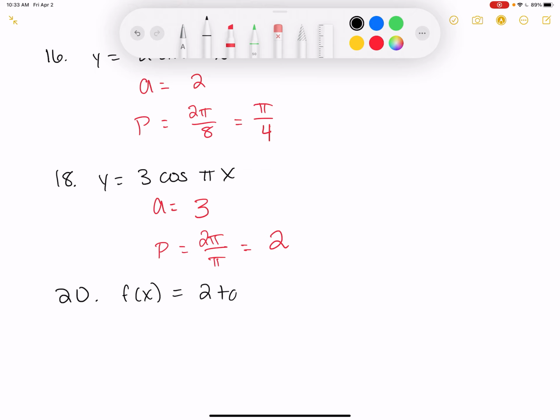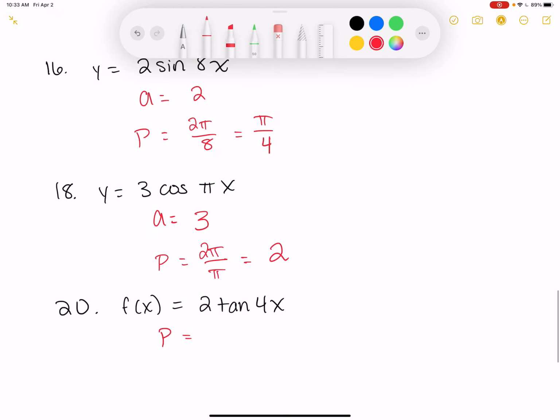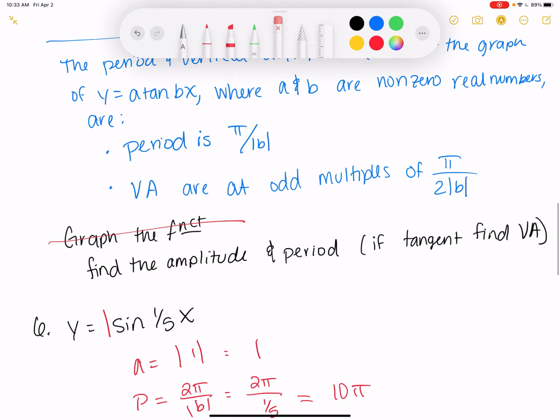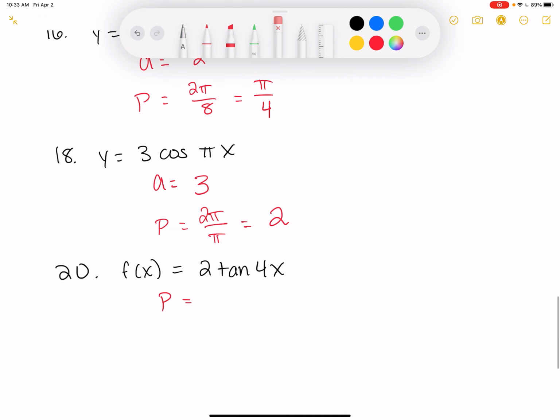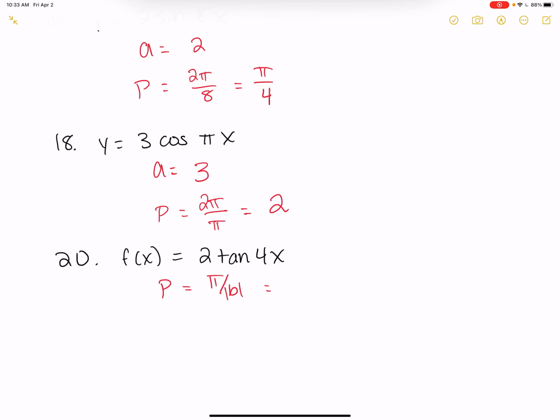All right, 2 tangent of 4x. So no amplitude. What is the period for tangent? Pi over the absolute value of 4, so pi over 4. So it's pi over the absolute value of b. Just because it's the first time we're doing it, I'm going to write the little formula here: pi over b. So b is 4, so pi over 4.